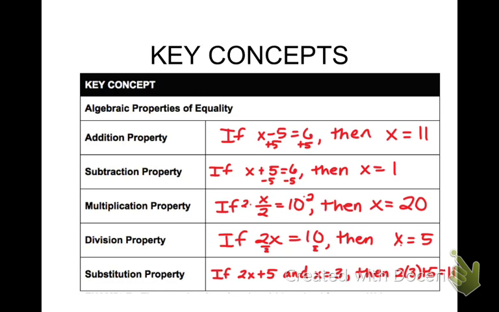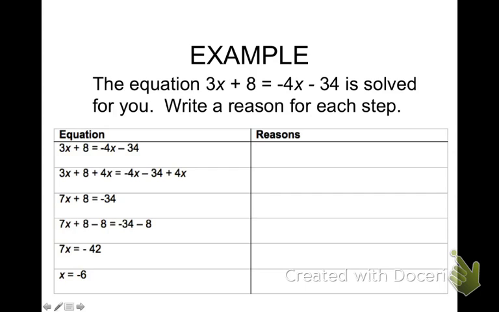Okay, so for our first one, the equation we're starting with is 3x plus 8 equals negative 4x minus 34. What would be the first thing that you would do to solve this for x? You probably would move the 4x over to the other side by doing which operation? Addition, right? Because that's a negative 4x. So if I look at the next line here, notice they added 4x to both sides. So which property is that? The addition property.